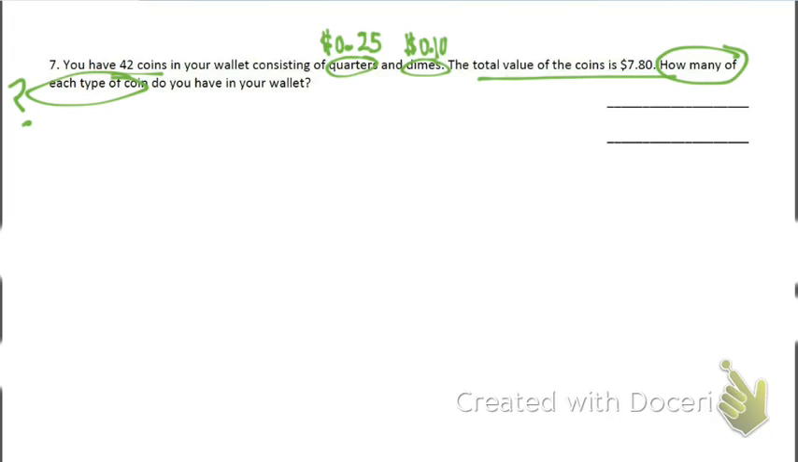They give us 2 sets of information here. That first sentence tells me how many total coins I had, right? So the number of quarters plus the number of dimes should add up to how many coins? 42. So that's your first equation right there, guys. Q is the number of quarters plus D, the number of dimes, should equal 42 coins. Okay, there's your first equation.